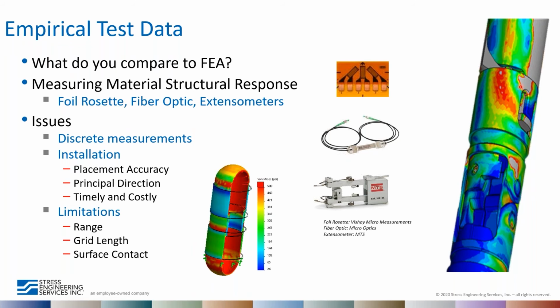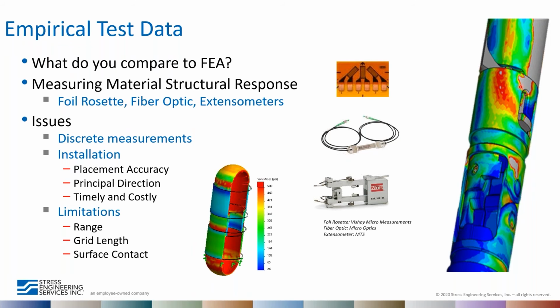Each gauge or sensor or extensometer needs to be attached to the location that you need it. And the more sensors that you use, the more timely and costly it is to install them. These sensors also have limitations. So there's only so much range that strain gauges can sense before they become inaccurate or broken.